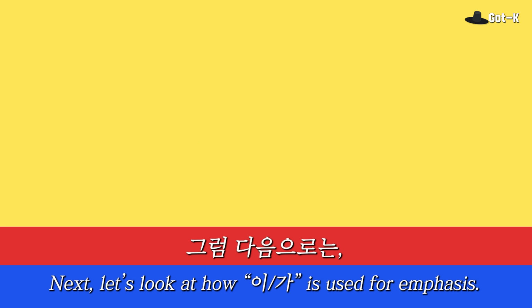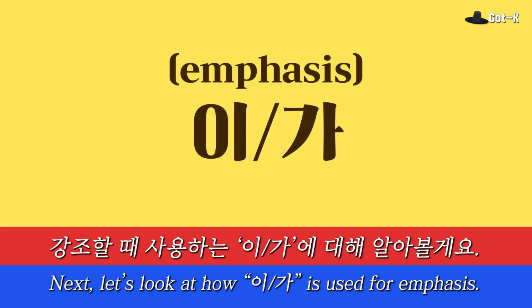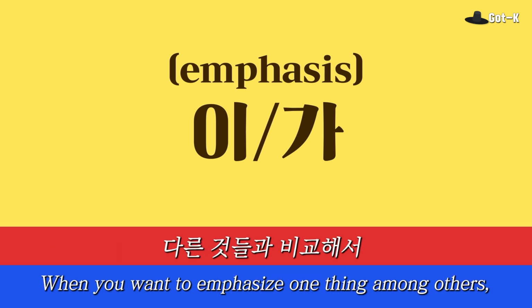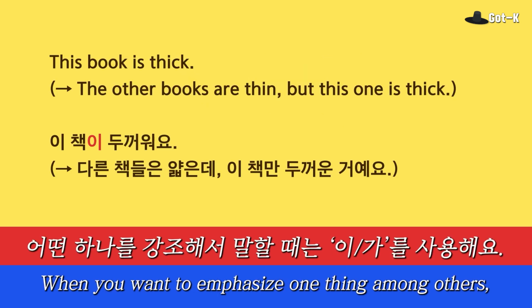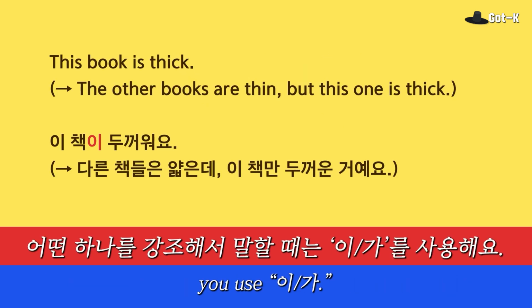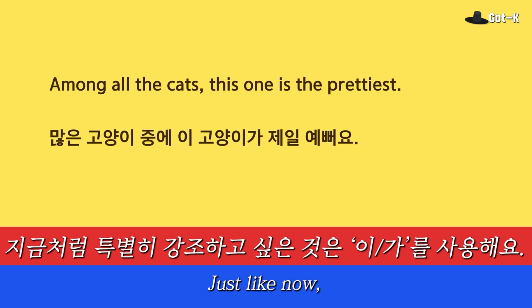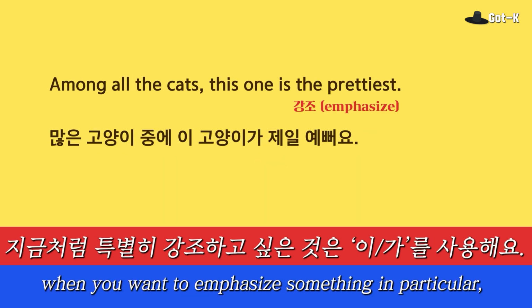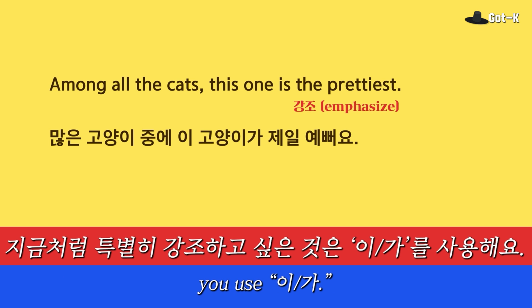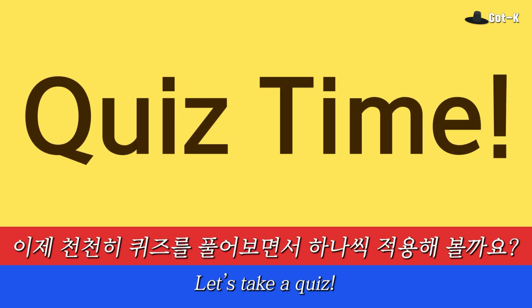Next, let's look at how 이가 is used for emphasis. When you want to emphasize one thing among others, you use 이가. For basic comparisons, we use 는. However, just like now, when you want to emphasize something in particular, you use 이가. Let's take a quiz.